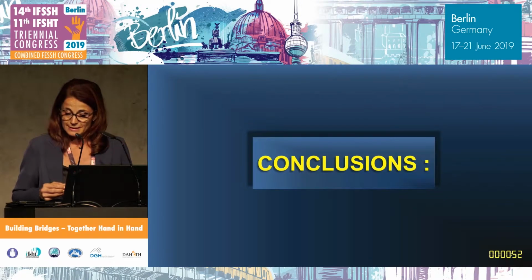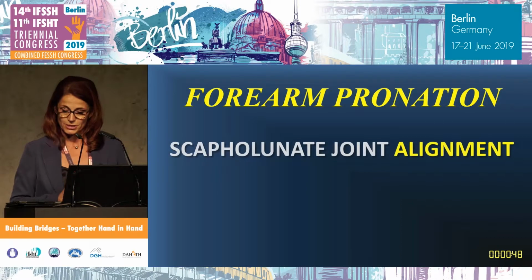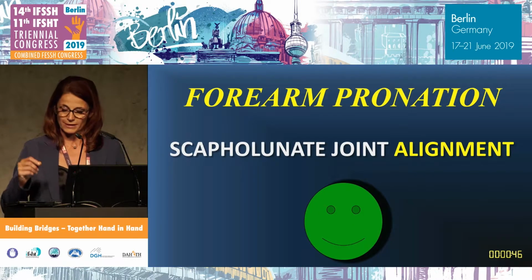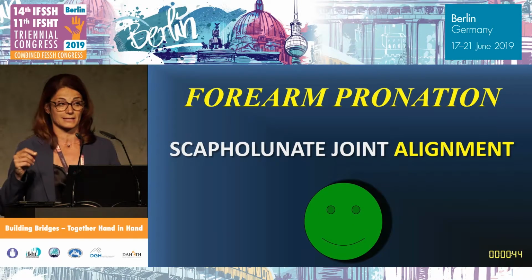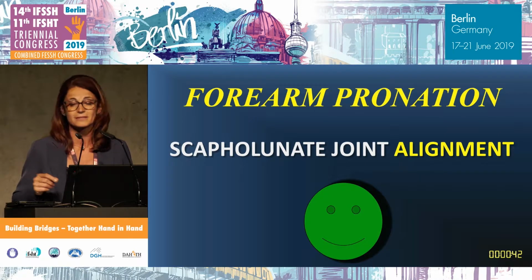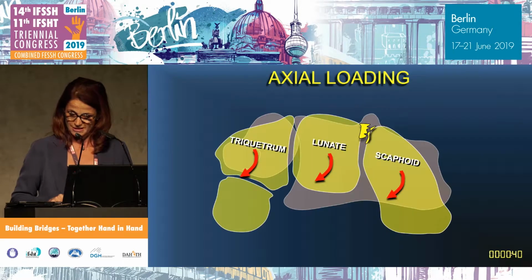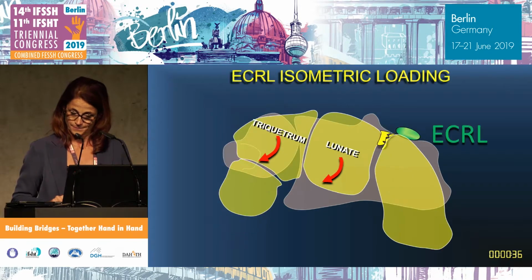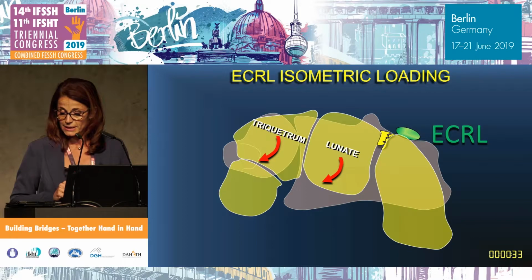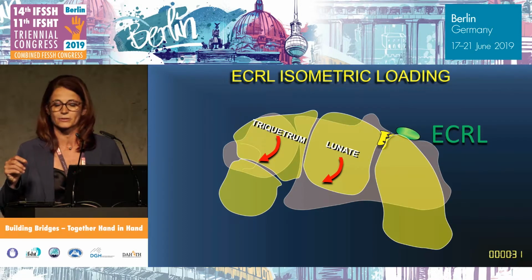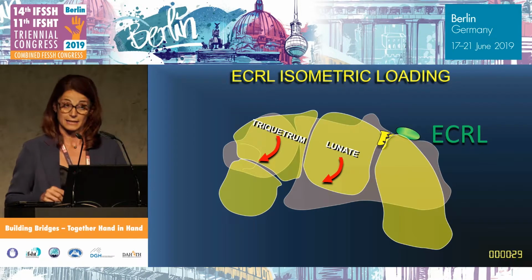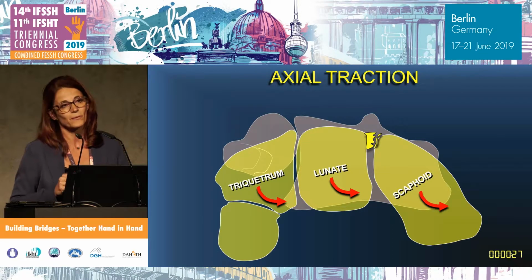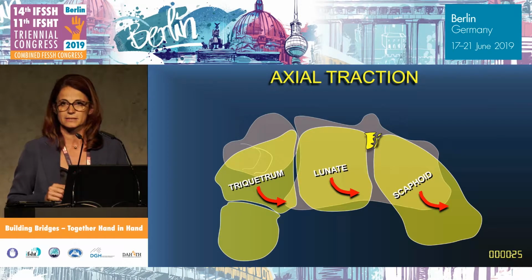These laboratory studies allow us to conclude that forearm pronation aligns the scapholunate joint of a scapholunate deficient wrist in any condition, either when it is axially loaded, when the scapholunate joint dynamic stabilizer ECRL muscle is loaded, or when the wrist is axially tractioned.